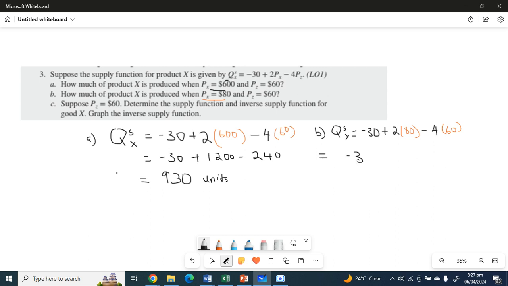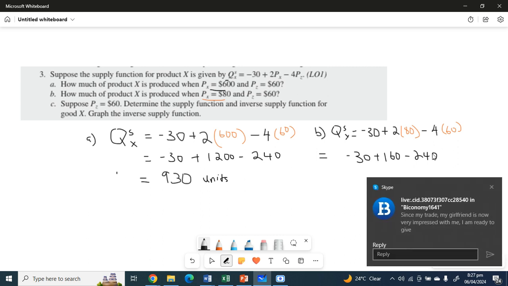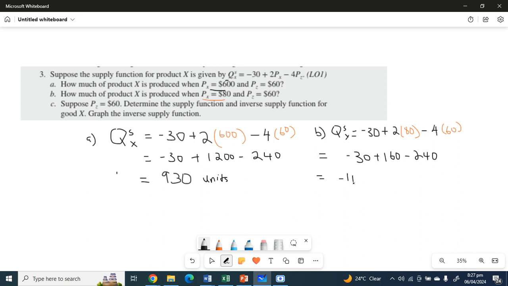So negative 30, 2 times 80, that is 160. 4 times 60, that's 240, so minus 240. So negative 30 plus 160 minus 240, we produce negative 110 units. Now, whatever this means, because you can't produce negative units. So basically, maybe you won't be able to produce. Yes. Any questions, colleagues?